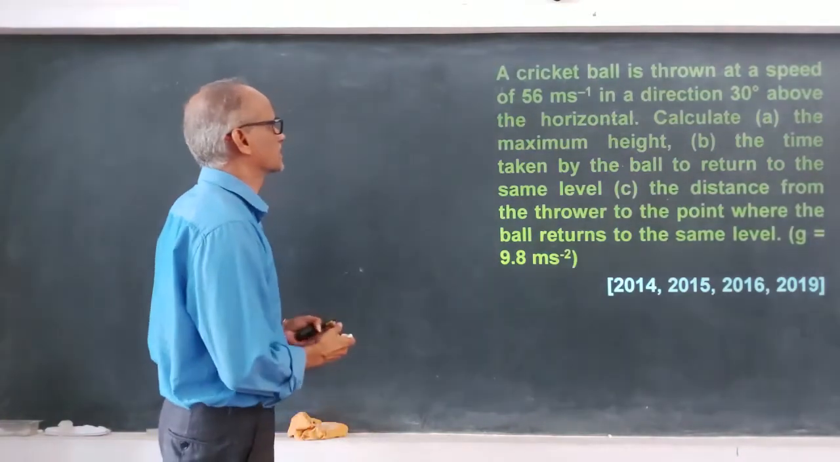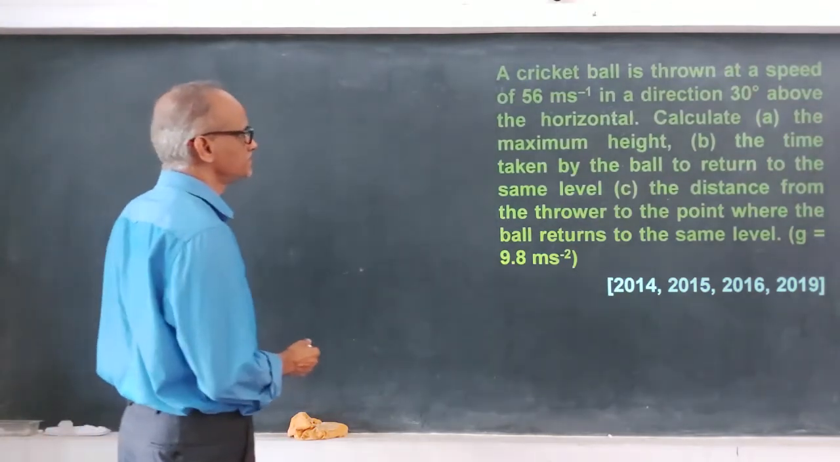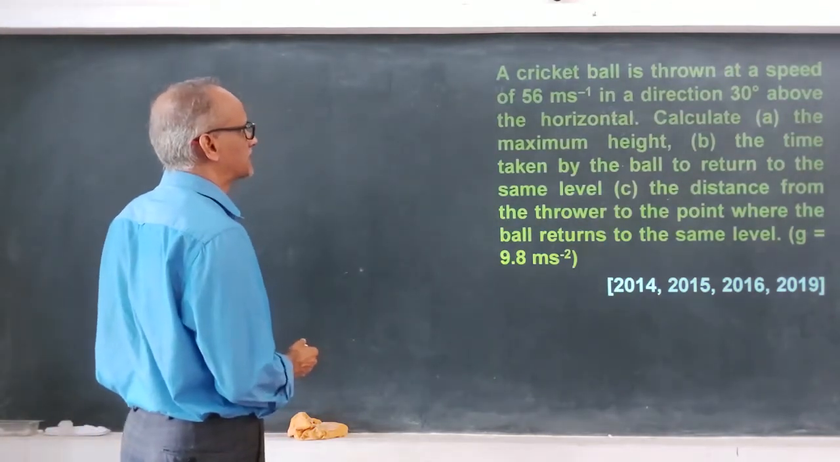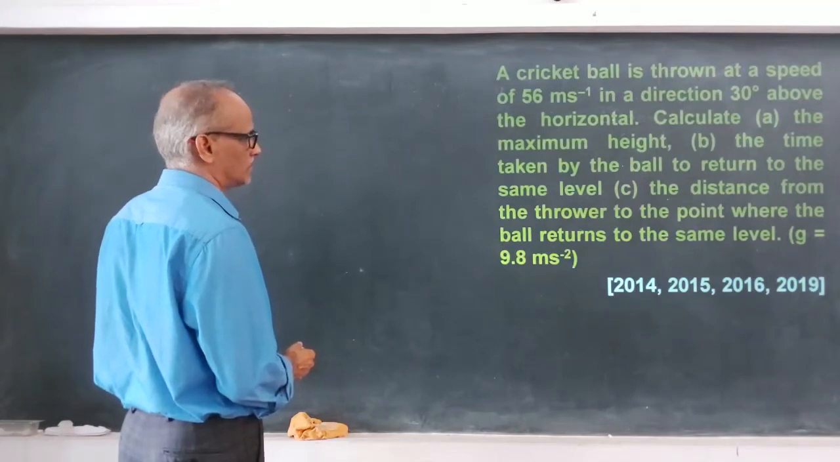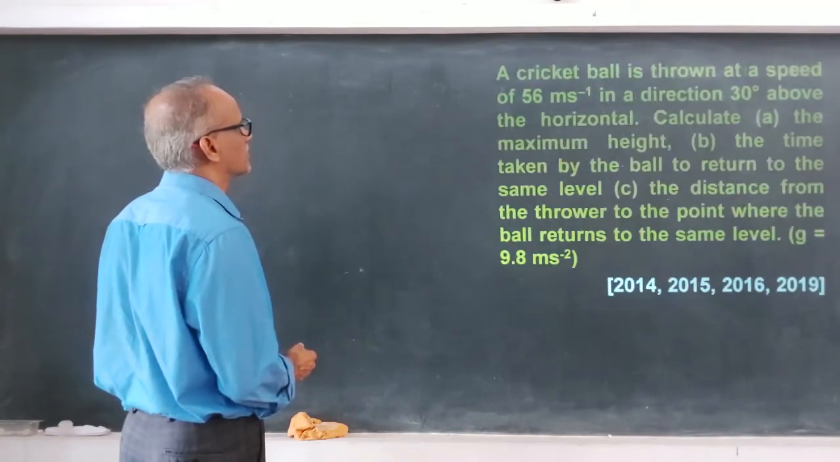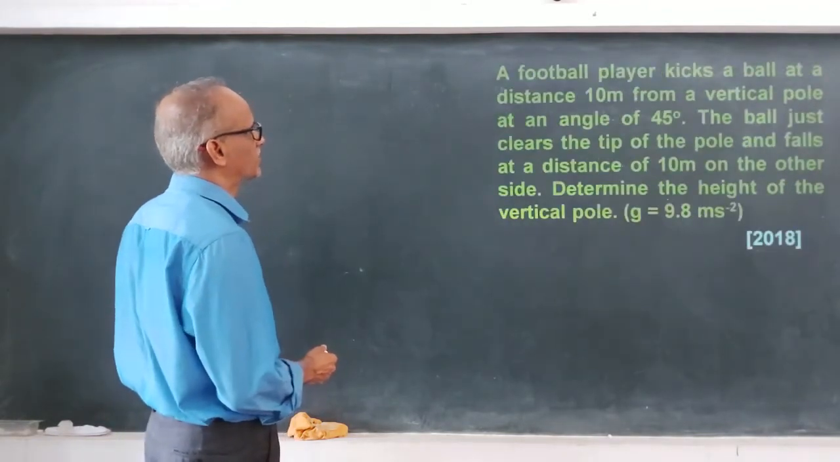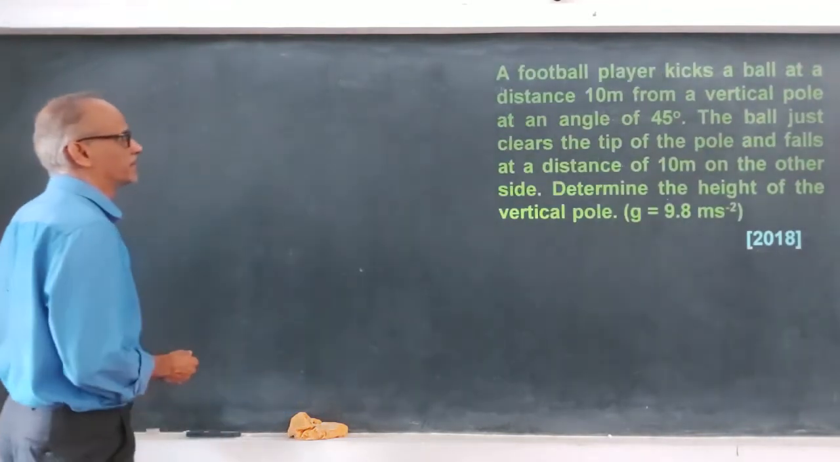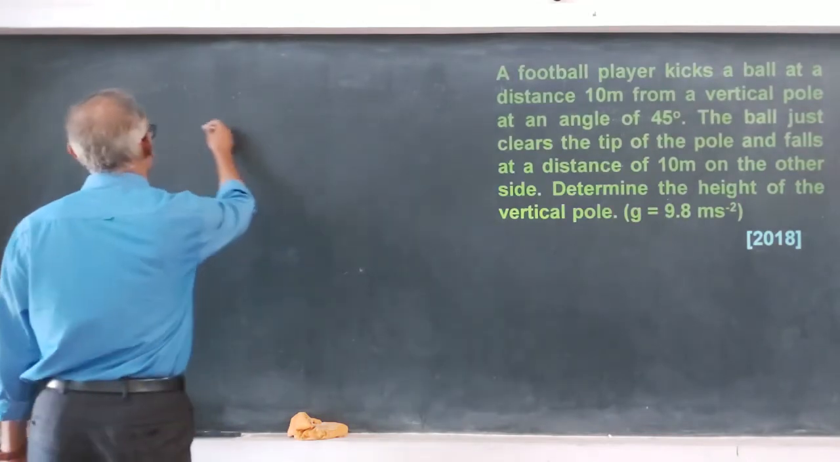The next question is: a cricket ball is thrown at a speed of 56 meter per second in a direction 30 degree above the horizontal. I think this is what we solved, right? Yeah. So the next one: a football player kicks a ball at a distance of 10 meter from a vertical pole. Let me draw the diagram for this.